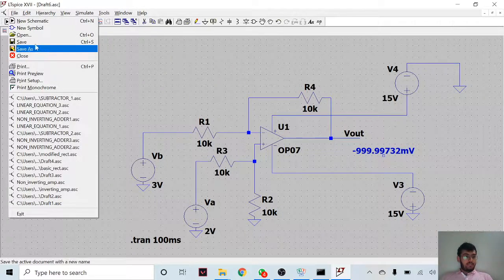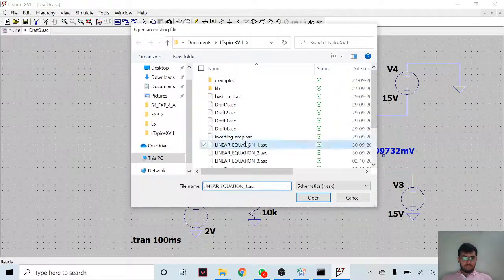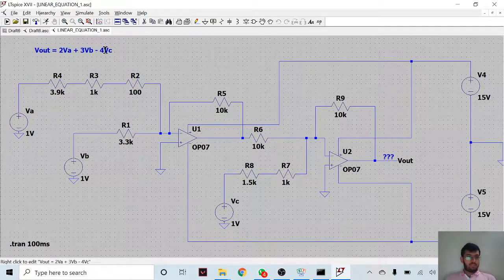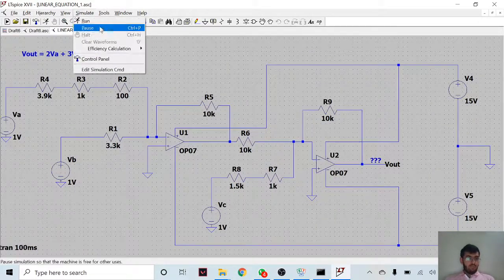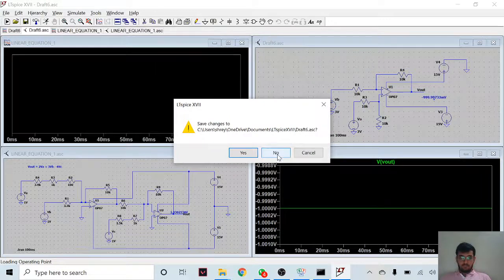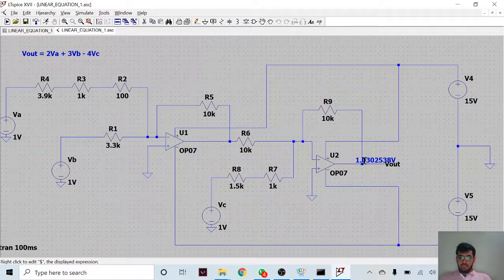Similarly, we have created other subtractor and linear equation circuits. This is linear equation circuit number 1, which has the value as 2VA plus 3VB minus 4VC. We'll be supplying VA, VB, VC each as 1 volt. So we'll get the output by simulating run. So as we can see, we'll be getting 1.030 volts.